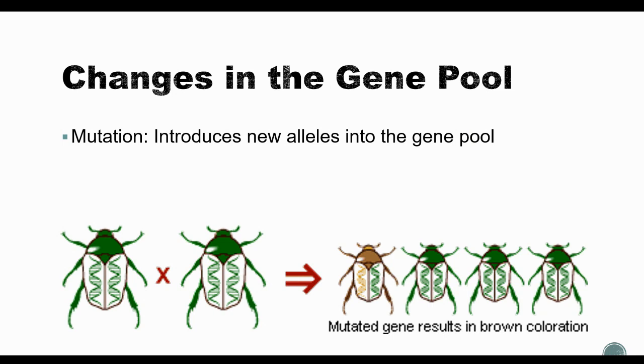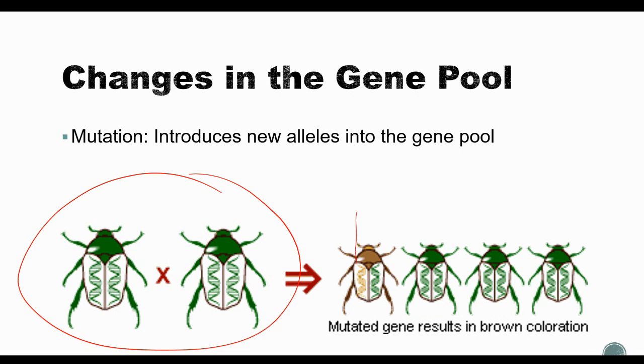All right, now we can get changes in the gene pool. So mutation can introduce new alleles into a gene pool. So here we have our 2 parents. They both have the green allele. And then there's a mutated gene, which gives us this brown allele. So we get this new allele added into the gene pool. So this gene for color of the carapace, it looks like, because there's the brown part versus the green part. We now have this new brown allele. We don't just have the green allele for that coloration gene.